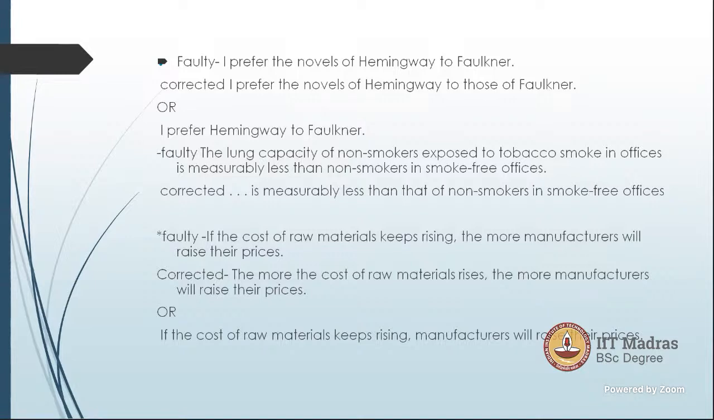You cannot compare novels of Hemingway and then Faulkner. Faulkner is the writer. So to maintain the parallel structure, you either write it as I prefer the novels of Hemingway to those of Faulkner. So adding those of makes the second part refer to the novels of Faulkner. Or you can alternatively write it as I prefer Hemingway to Faulkner. So here the comparison is between two authors. In the previous sentence, the comparison is between the novels of the two authors.